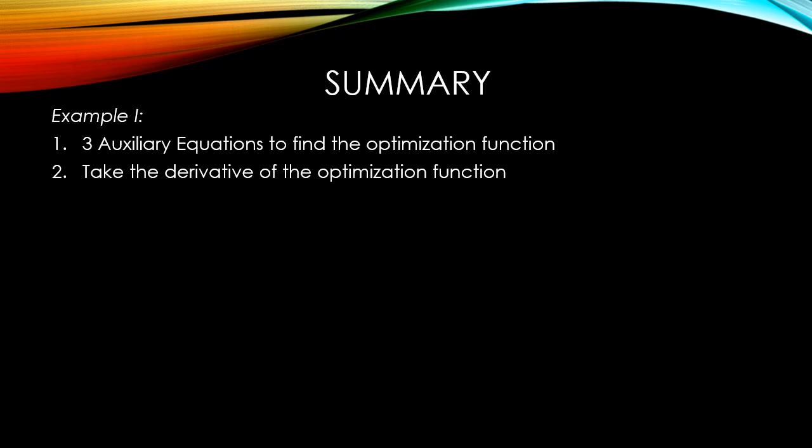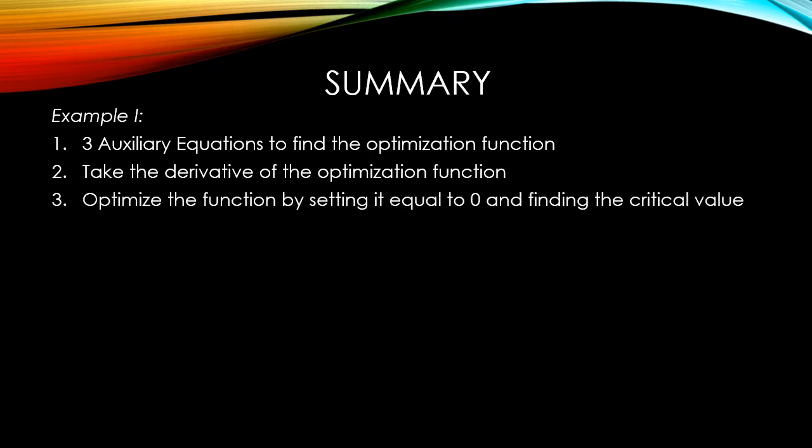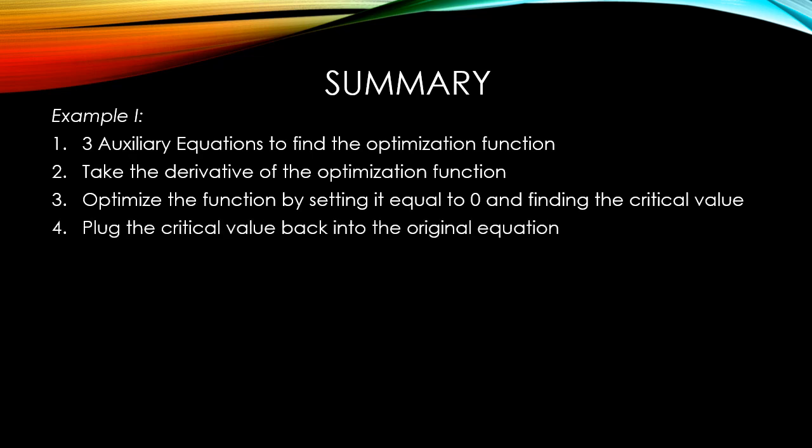Once we did that, we found the derivative of the optimization function. And remember, that is the first step in optimization. And that's the first step of three. The second and the third is to set it equal to 0 and find the critical value. So optimization involves finding the optimization function, taking its derivative, setting it equal to 0, and determining the critical value. And then in this particular problem, we had to plug the critical value back into the original equation in order to get the desired solution.